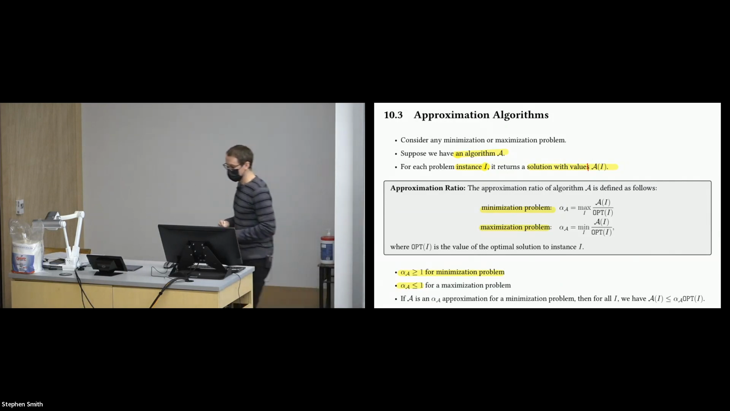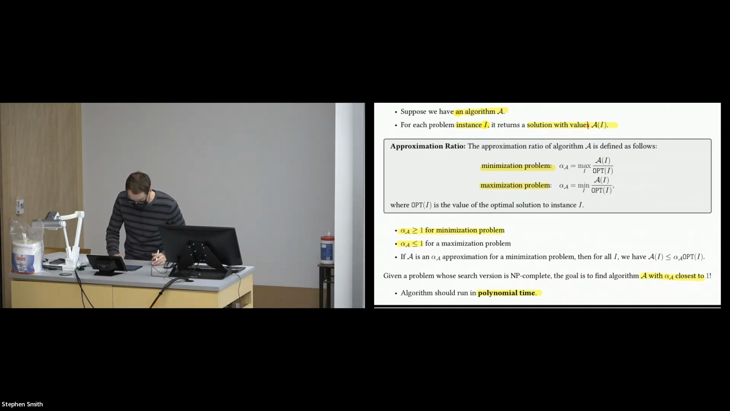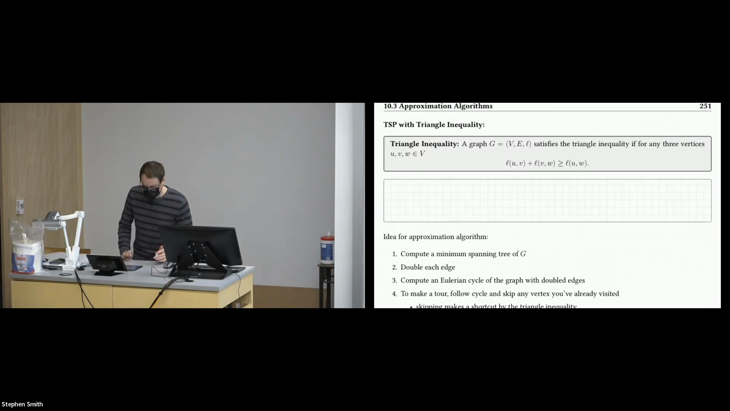Right? And so what I'm going to do now is give you a couple examples of approximation algorithms just to show you how they work. The first two are going to be variants of the traveling salesman problem. So let's look at TSP with triangle inequality to start.